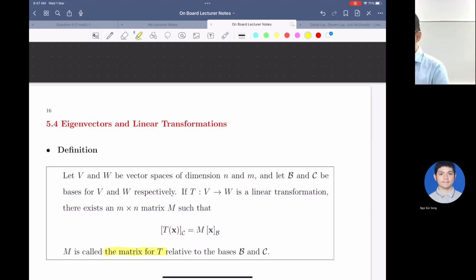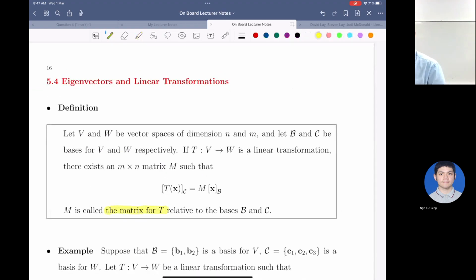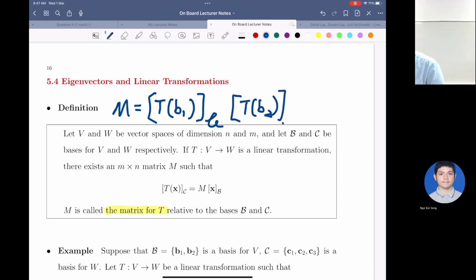So how do you find M? The way you find M is you apply T to the basis vectors in B, and then you take the coordinate vector relative to C. So something like this: [T(b)]_C.